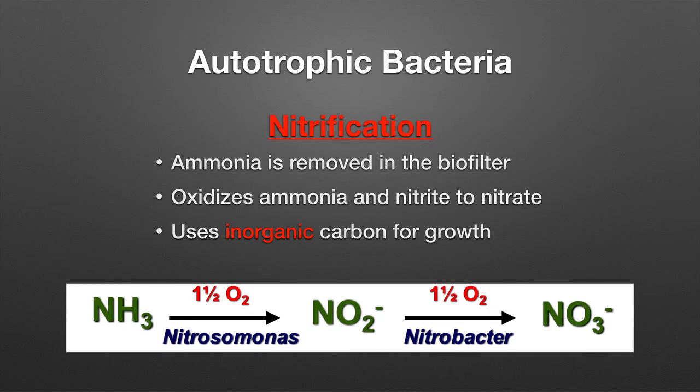Nitrification utilizing autotrophic bacteria is generally performed in a biofilter, where ammonia is oxidized to nitrite and then to nitrate by two different types of bacteria, or genera of bacteria. Nitrosomonas bacteria break down ammonia to nitrite, and Nitrobacter bacteria break down nitrite to nitrate. Both use inorganic carbon for growth.